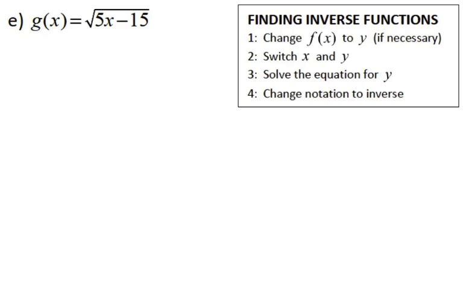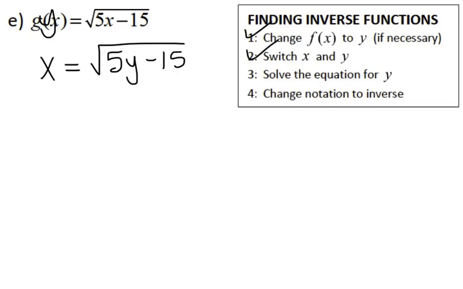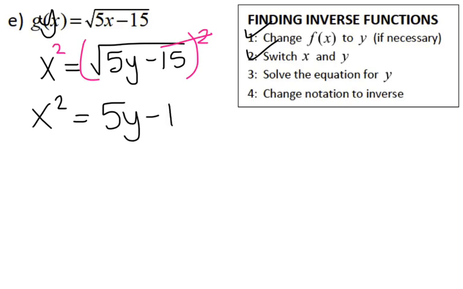For letter E, it's the same thing. I'm going to go ahead and combine steps 1 and 2. So I'm going to change my g of x to a y, and then switch the x and the y. So I now have x equals the square root of 5y minus 15, and then solve for y. So I'm going to square both sides. That leaves me with x squared equals 5y minus 15.